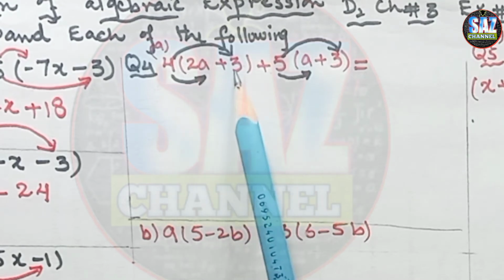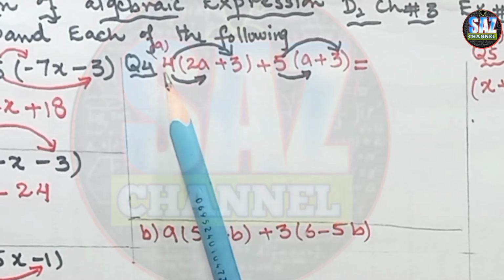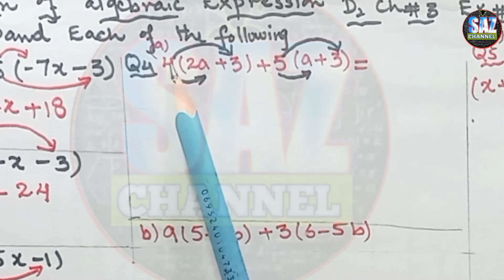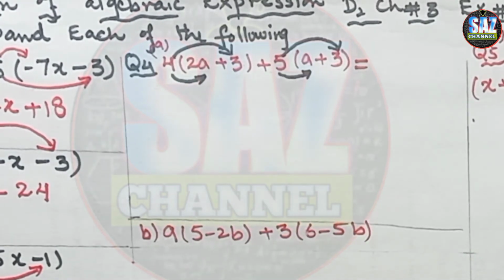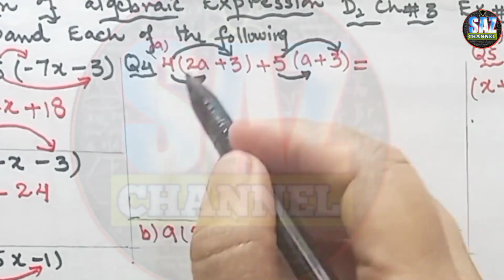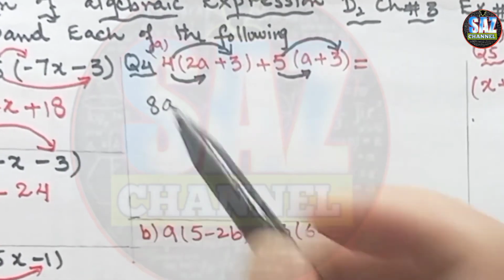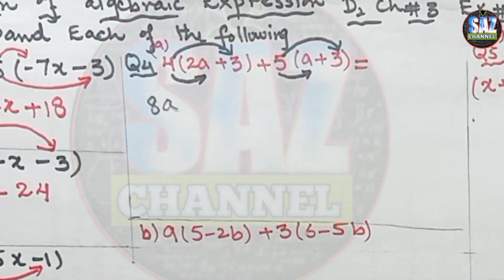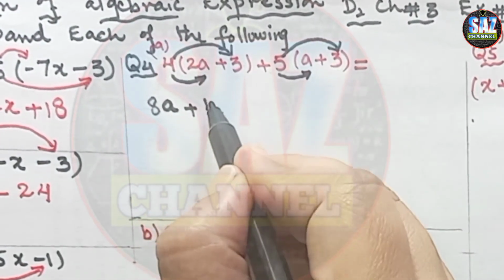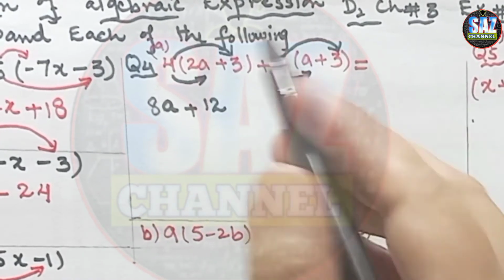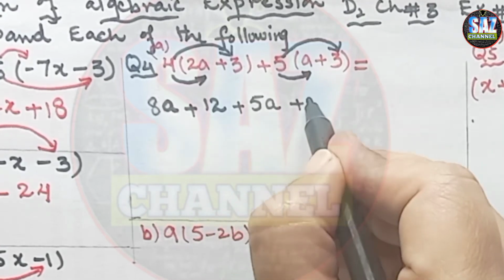Whatever is inside the bracket has to be treated as a package, and whatever number is outside the bracket, we have to multiply that number with every term inside the bracket carefully. So let's move to the solution of the question. The question will take the form 4 into 2 is 8a plus 12, 4 times 3 is 12, and then this 5 will be multiplied by the first term first, 5a plus 15.